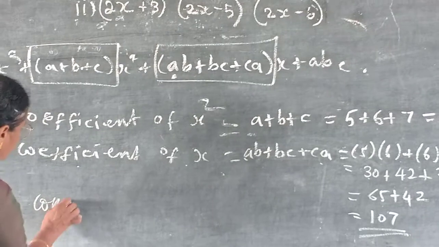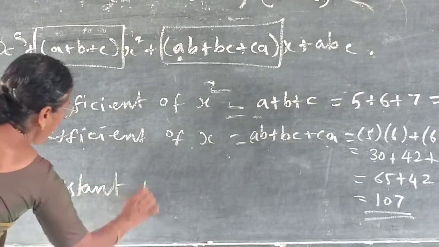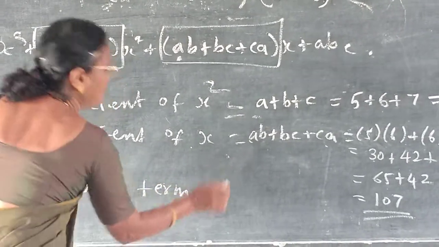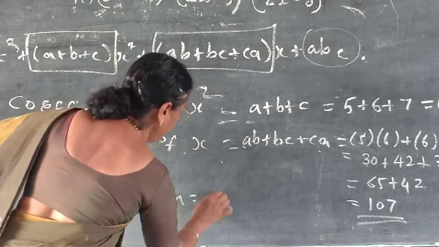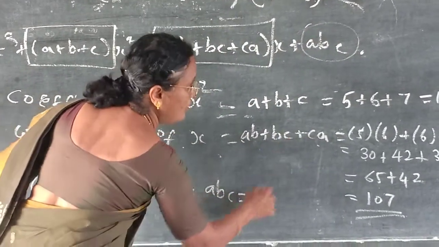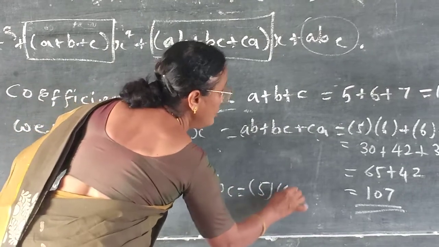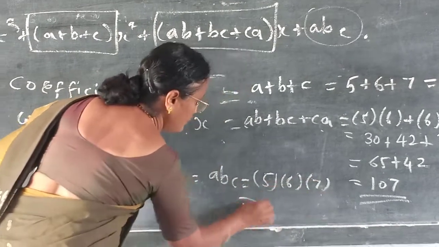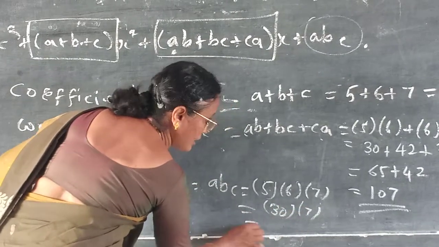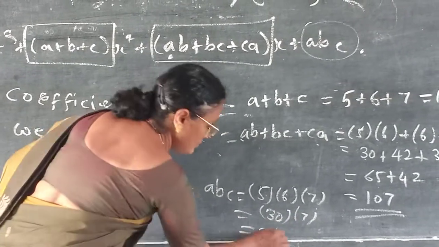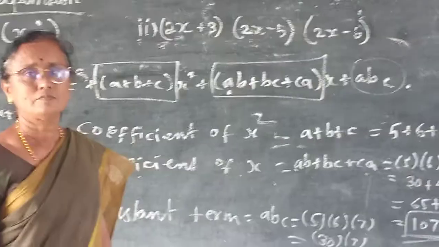Next one is what? Constant term. What is constant term? abc. So what is it? 5 into 6 into 7. 5, 6 are? 30 into 7. 3, 7 are? 21. So, 210.